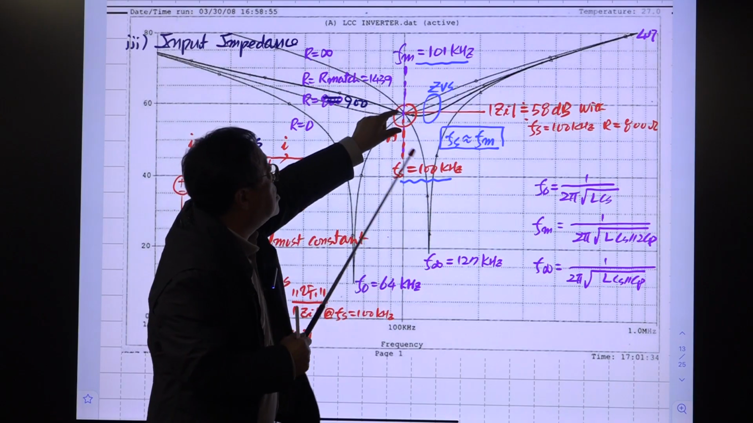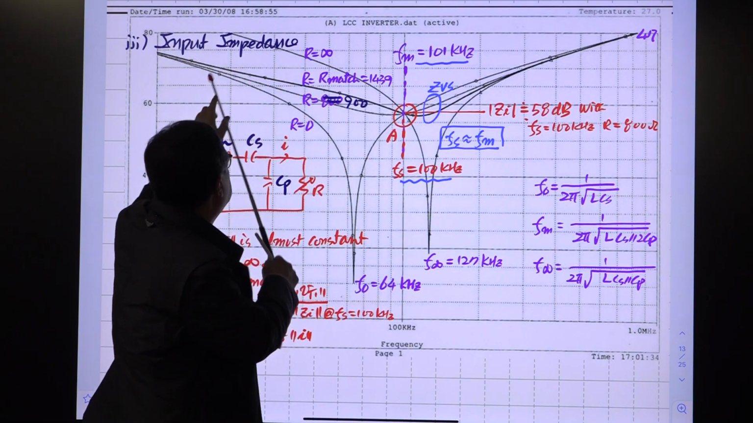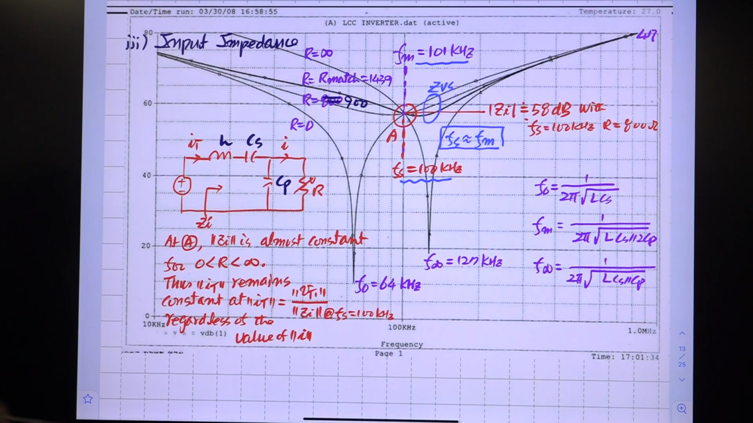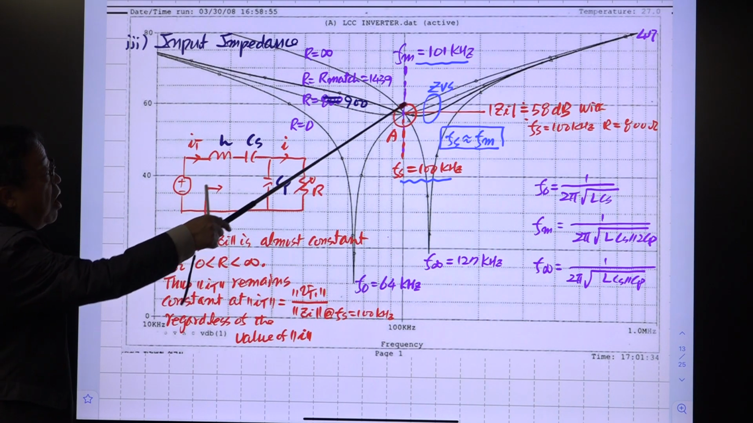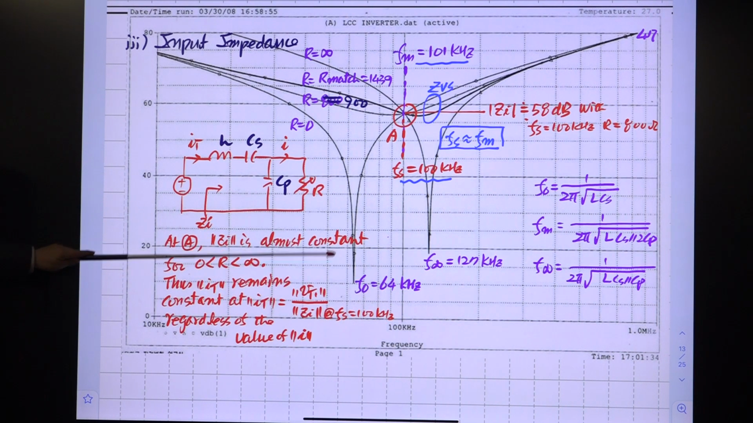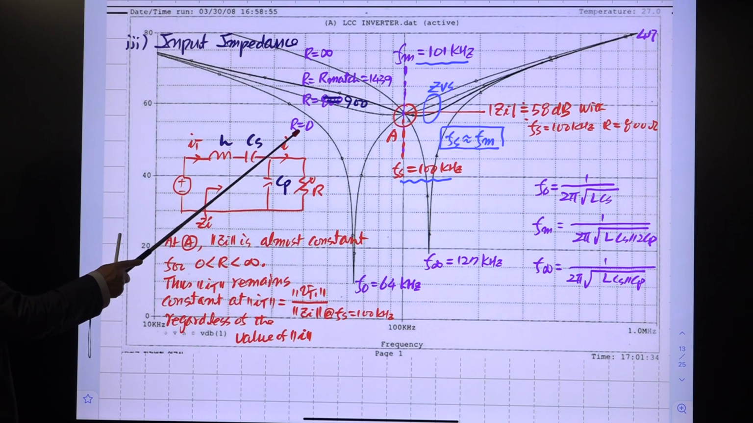So at this frequency, the input impedance of this converter, this tank circuit, remains almost constant. Because of the nature of this, around this A region, GI is almost constant, regardless of the value of the load resistor R. This is relatively bad, very bad, because it hurts the light-load efficiency, right? Because this IT remains the same regardless of the value of this R, okay?